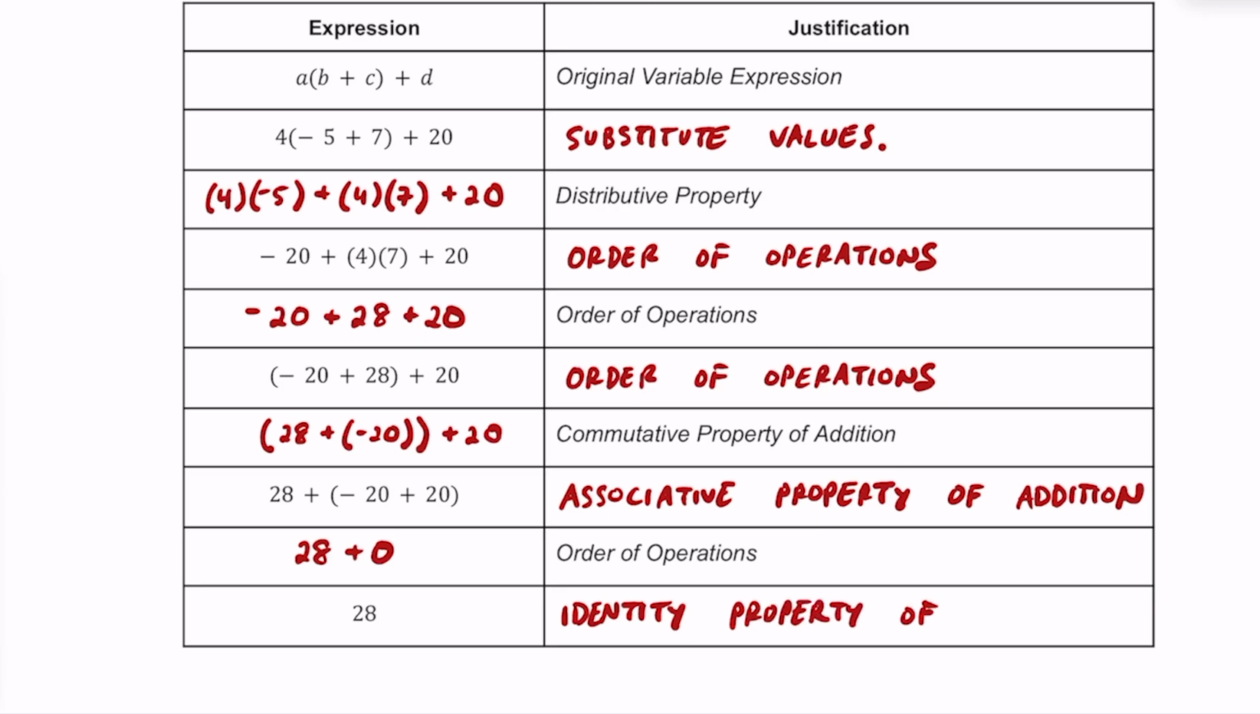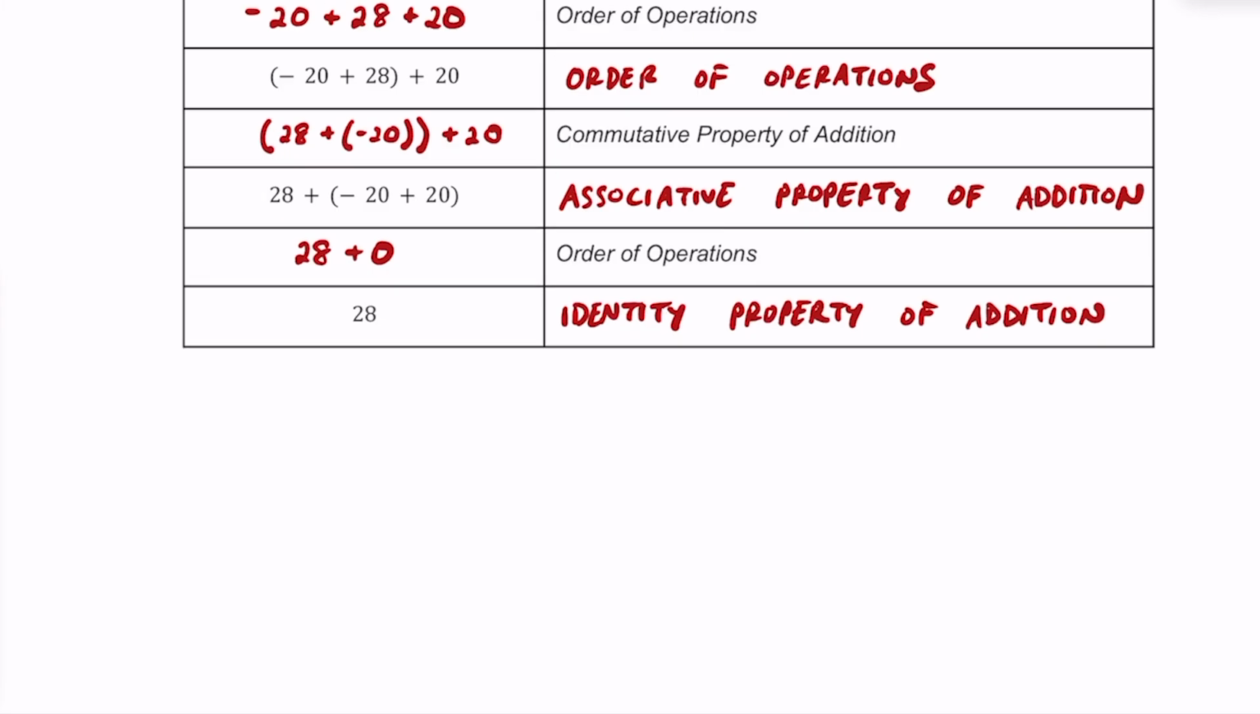This is of addition. All right, cool. So in this particular example, what we did was we just used our properties and wrote some expressions in as well as some justifications in. All right, let's check out another one.